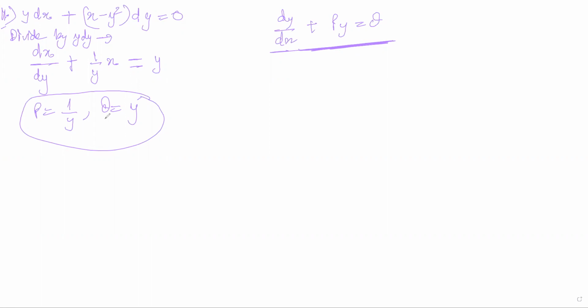So 13th is a linear differential equation. Good. What is the value of P? So P is coming as cot x. And what is the value of Q? Q is 4x cosec x.